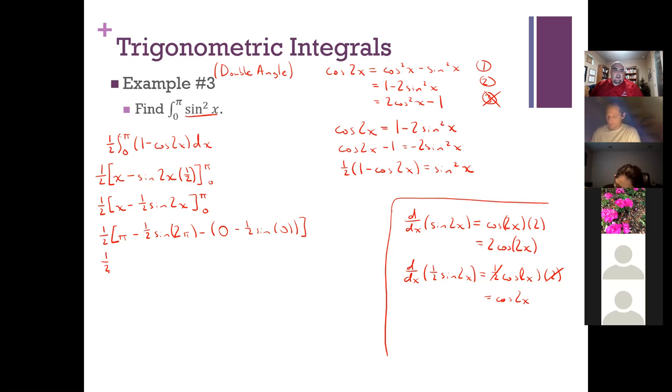What is the sine of 2 pi? Zero. Minus 0. And the sine of 0 is also 0. So that ends up just being pi over 2.